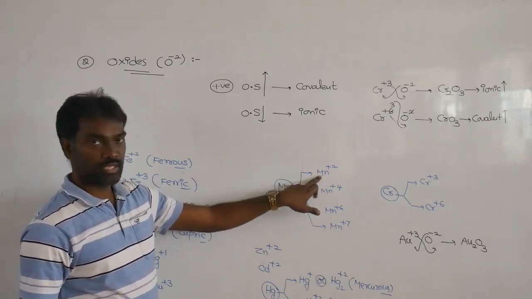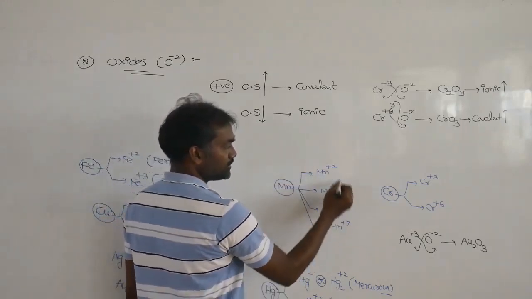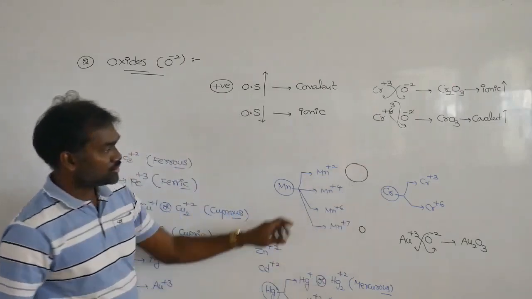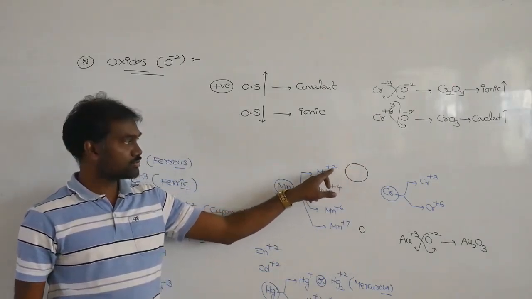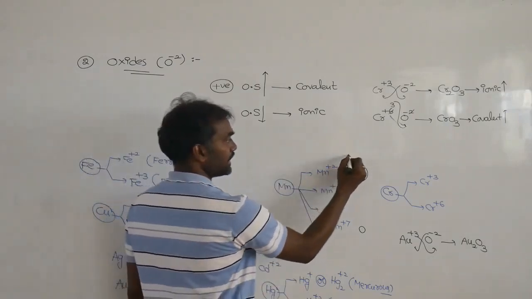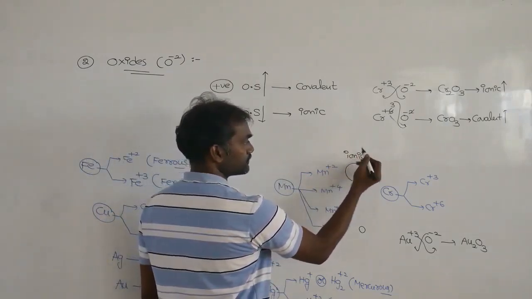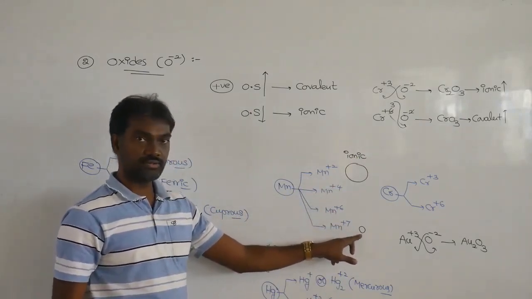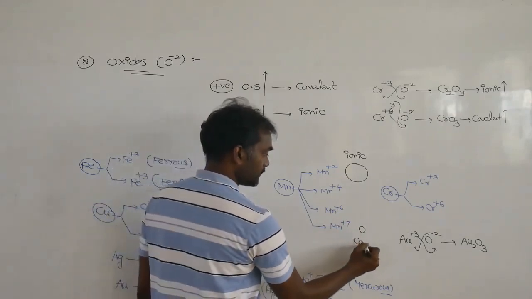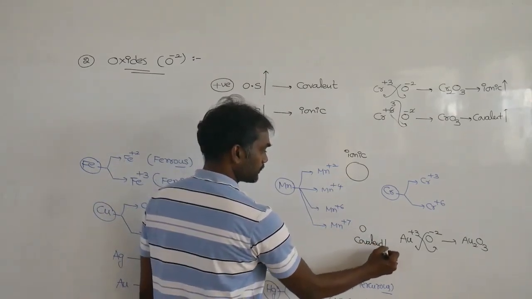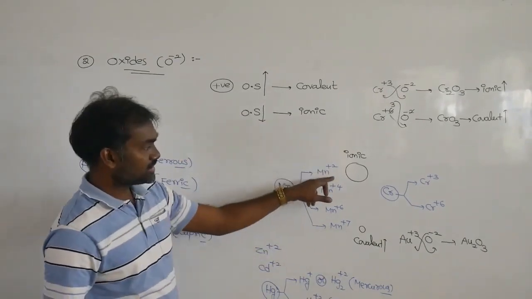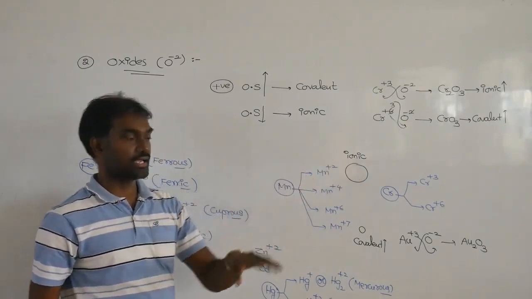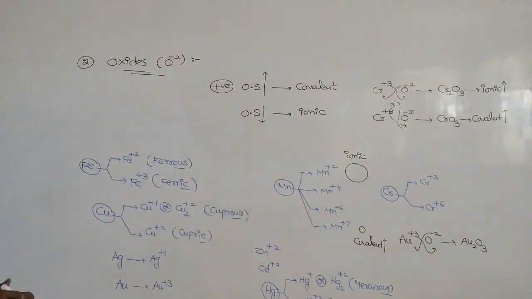So manganese plus 2. See, as positive oxidation state increases, the size decreases. So large size, otherwise smallest oxidation state, it has ionic nature. Next, positive oxidation state increases, size decreases, so covalent character increases. So positive oxidation state increases, covalent character increases; lowest oxidation state, ionic character is there. So you remember that one.